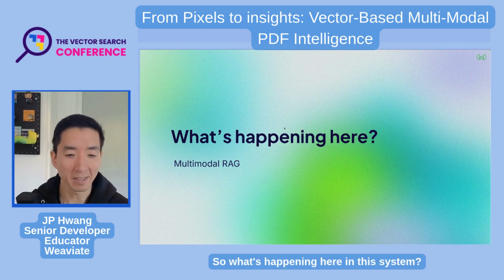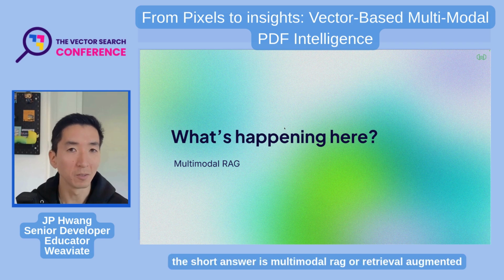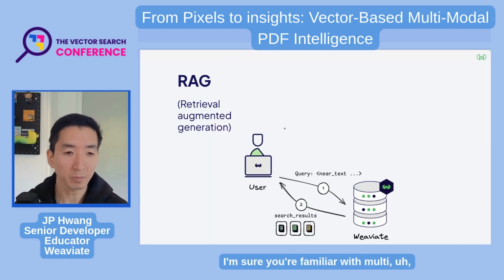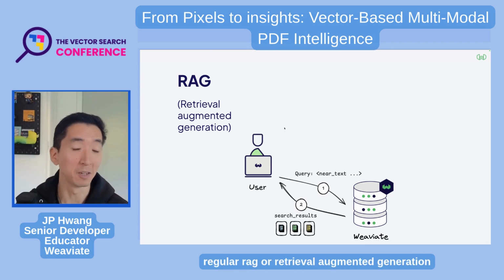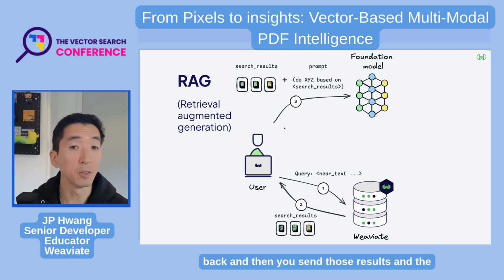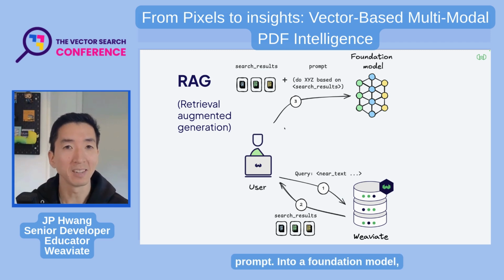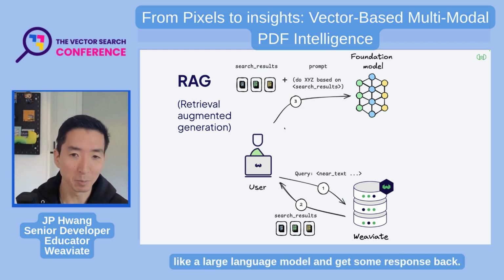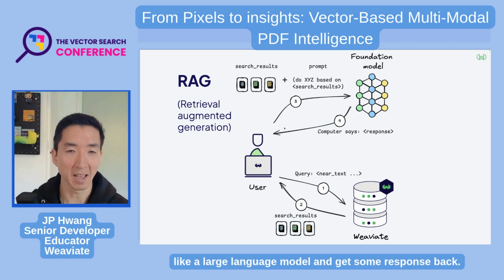So what's happening here in this system? Well, the short answer is multimodal RAG, or retrieval augmented generation. I'm sure you're familiar with regular RAG, where you pass a query to a database and get the results back, and then you send those results and the prompt into a foundation model like a large language model and get some response back.